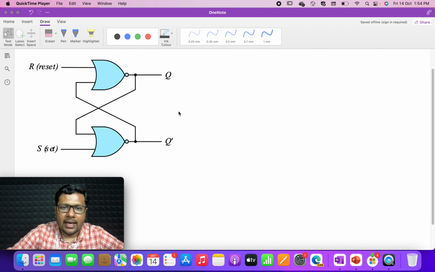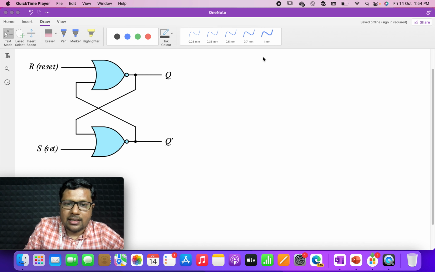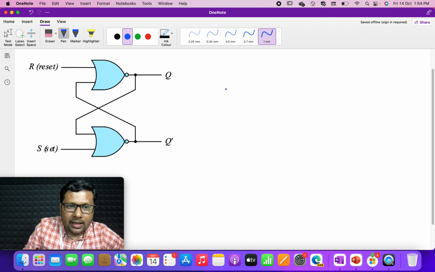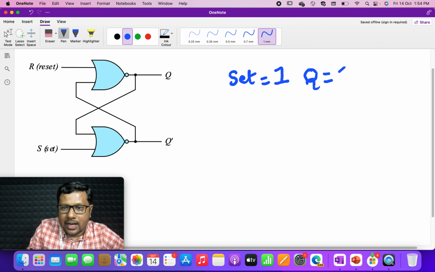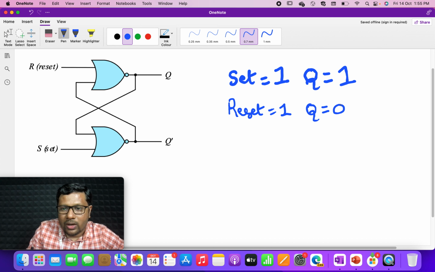In any digital system, setting something means making the output high. So if I am setting something, that is, making set equal to 1, the output becomes high. Setting something is making something 1. Similarly, resetting something, that is, if I give 1 to reset, means making the output 0. So we'll be making Q equal to 0.